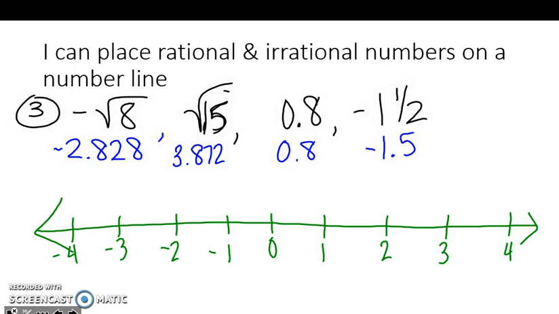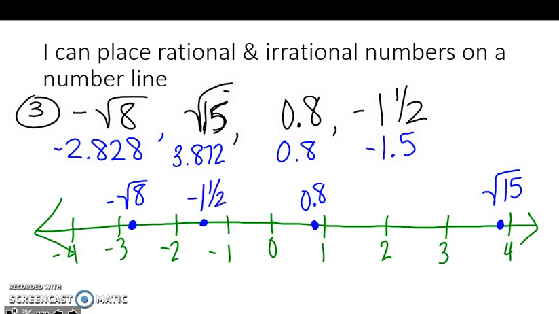All right, negative square root of 8 is negative 2.828, and it's close to negative 3. Square root of 15 is 3.872, so that's really close to 4. So square root of 15. 0.8 is almost to that 1 on the positive side. And then negative 1/2 is in between negative 1 and negative 2, exactly halfway between. And make sure you label with the original numbers.